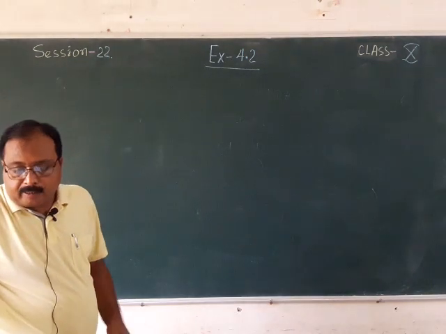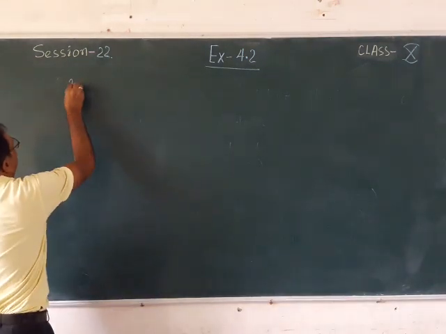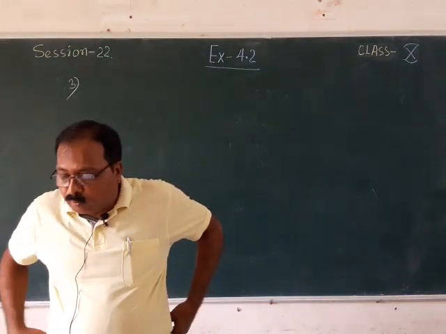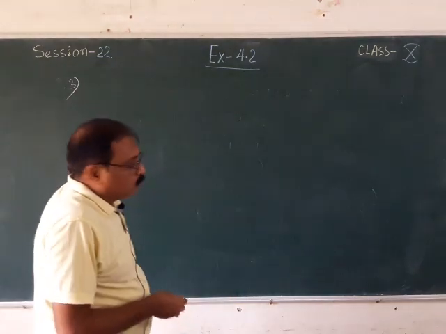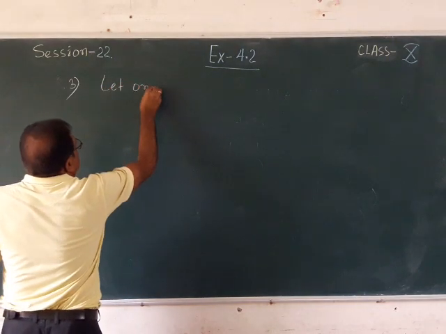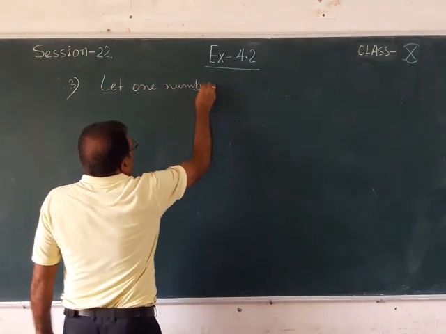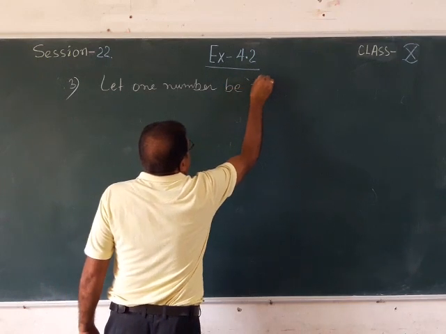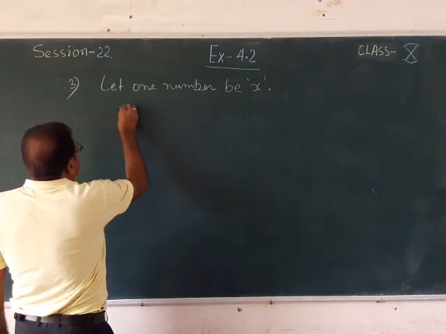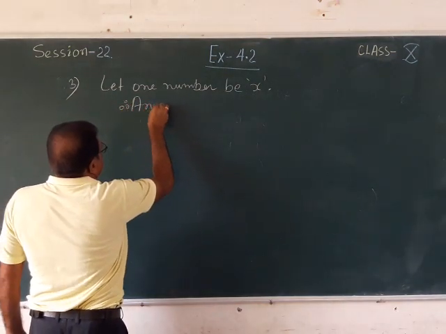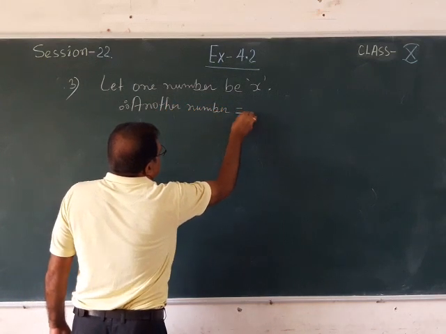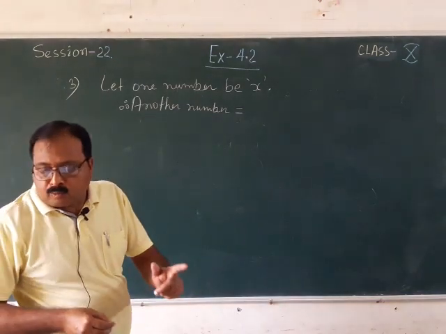Now look at question number 3 of exercise 4.2. Question number 3, find two numbers whose sum is 27 and product is 182. So let one number be x, this you have taken. Therefore another number will be, sum of two numbers is 27.